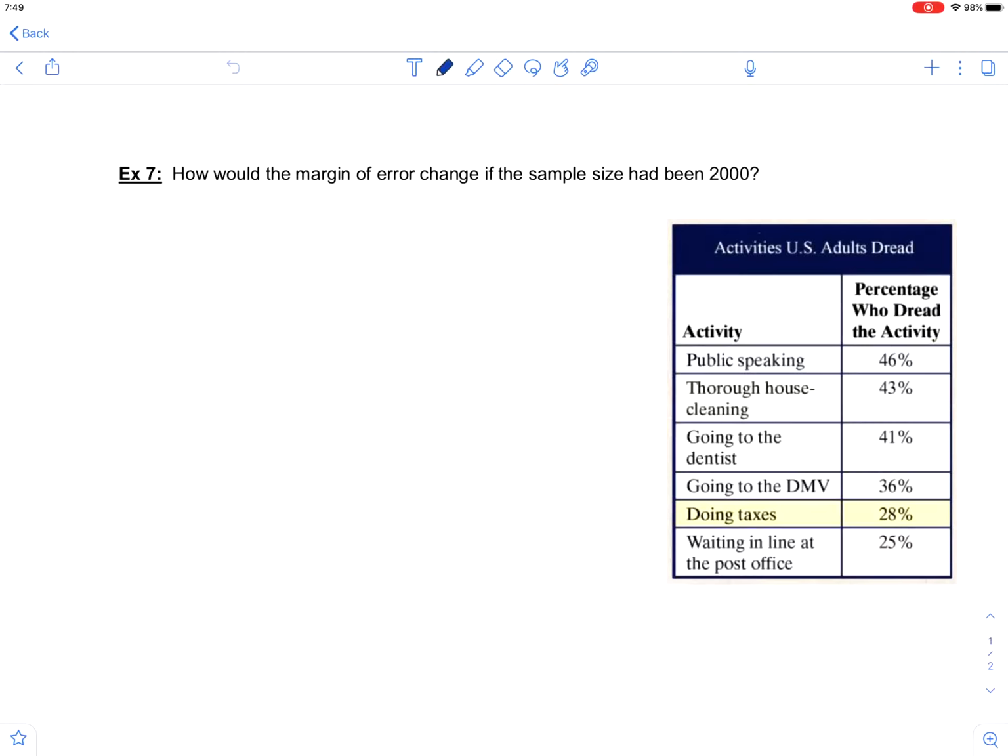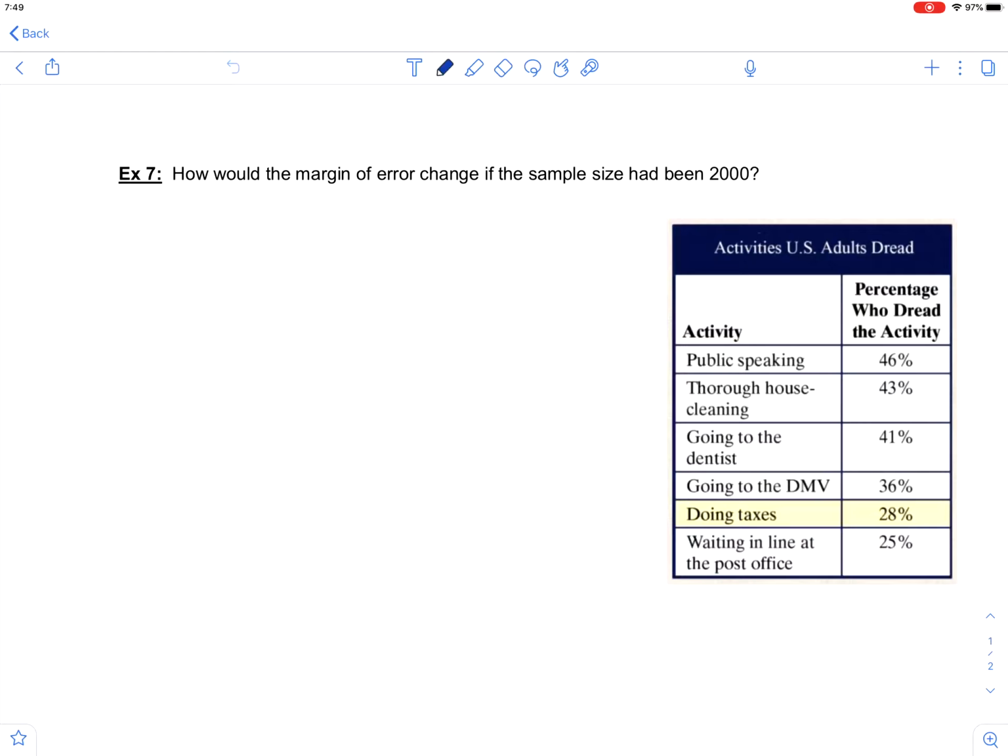In this example, we are looking at how the margin of error would change if the sample size had been 2,000. So in the previous example, your sample size was 1,000, which gave a margin of error of plus or minus 3.2%. So what happens if our N value increased, so instead of sampling 1,000 adults, they sample 2,000 adults, you would think that would give a more accurate view of the entire population. And that's what happens here.